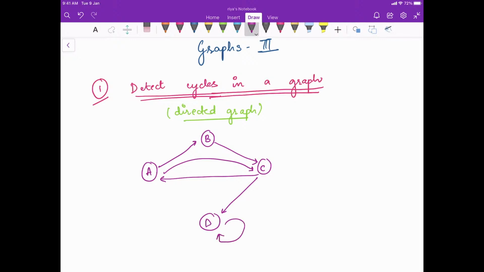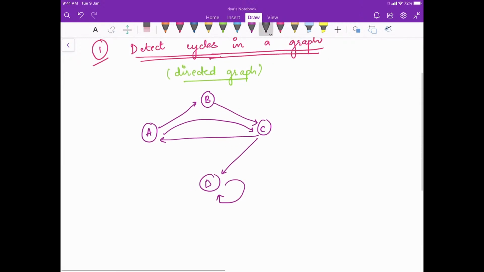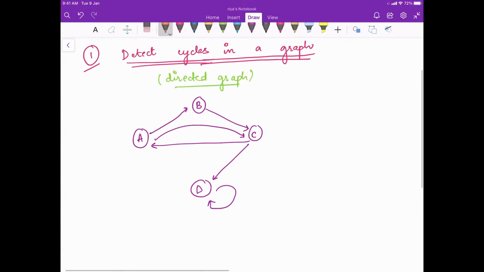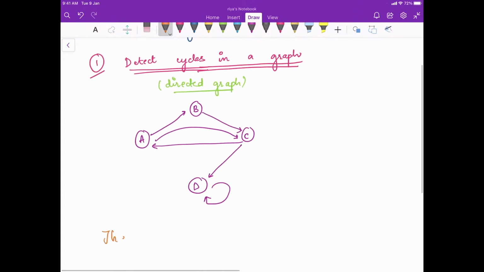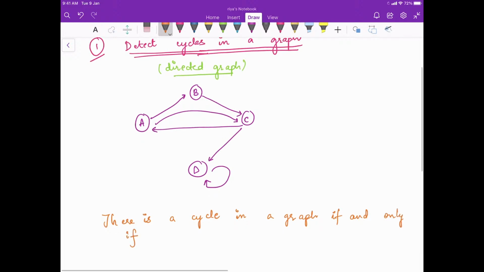The concept, along with some definitions, that I would want you to learn here is that there is a cycle in a graph if and only if there is a back edge. So the condition for having cycles in a graph is that there should be a back edge.